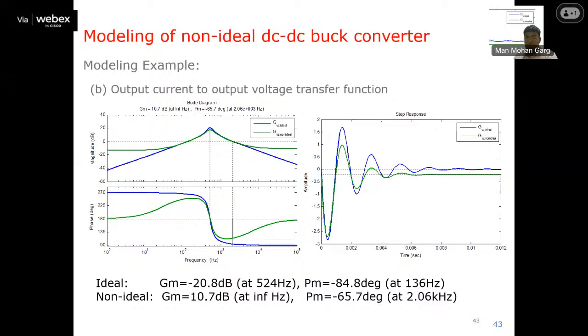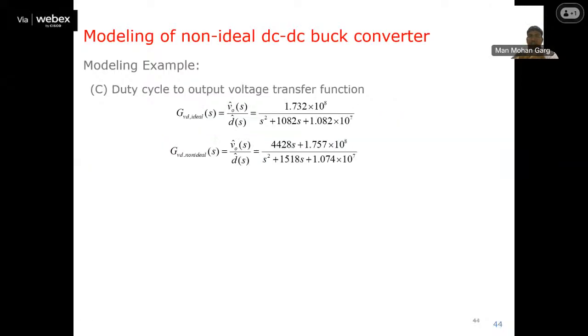Okay. So you can see the Bode plot and step response here. Also, we can significantly see the difference here. In this case, it is showing minus 20 dB, which shows that the system is unstable, right? But it is 10.7, right? So next, let's say the duty to voltage transfer.